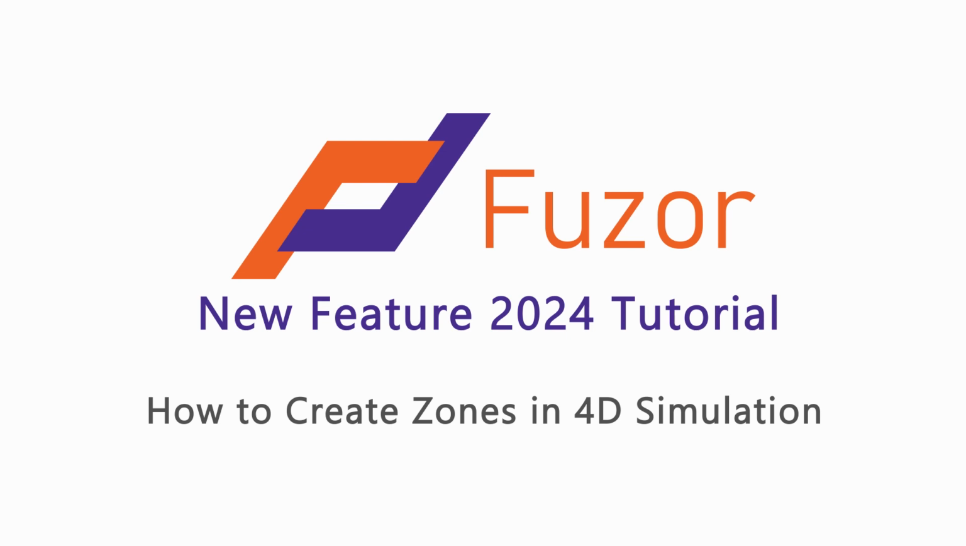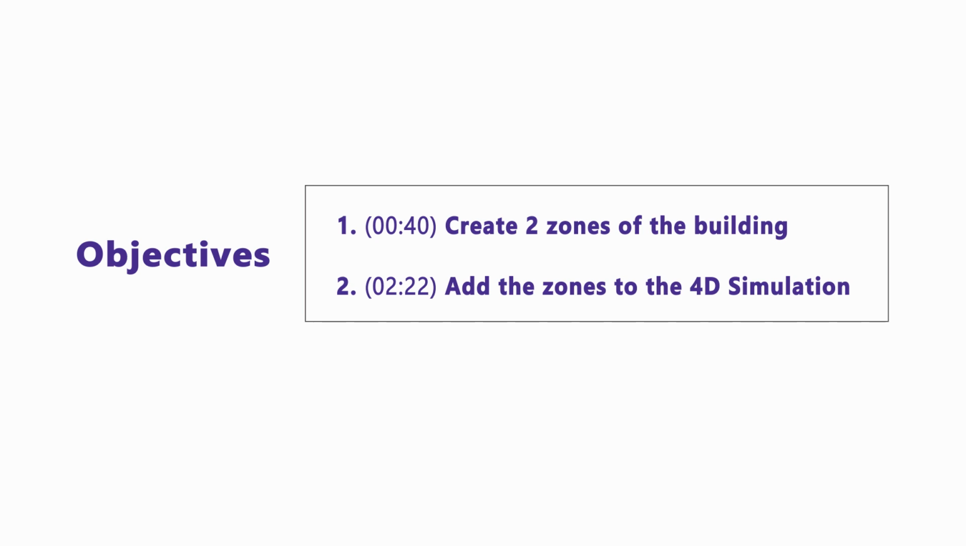In Fuzor 2024, you can now create zones based on any design of the structure of your building and be able to add it to a temporary task. This will make your workflow much easier and faster. The first objective of this video is to create two zones of the building, and the second objective is to add the zones to the 4D simulation.